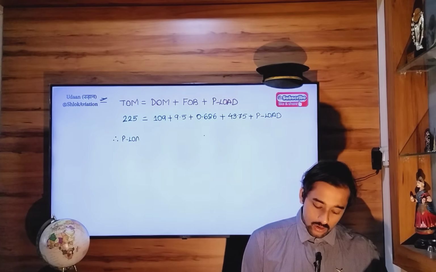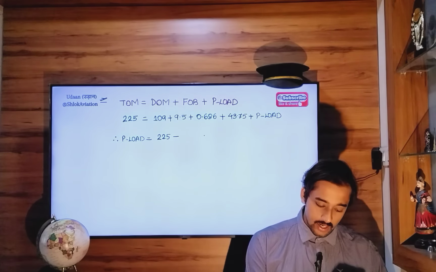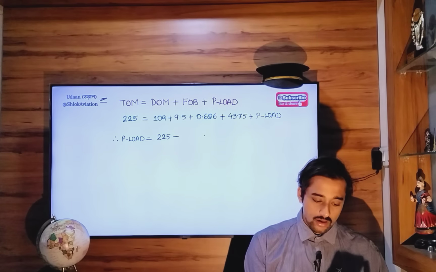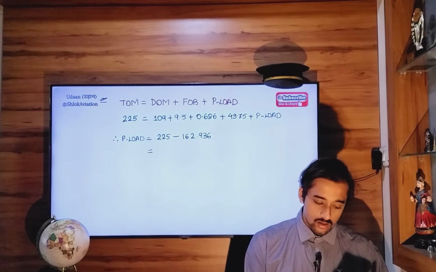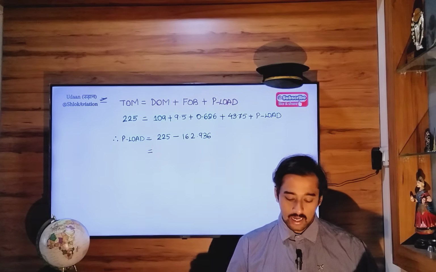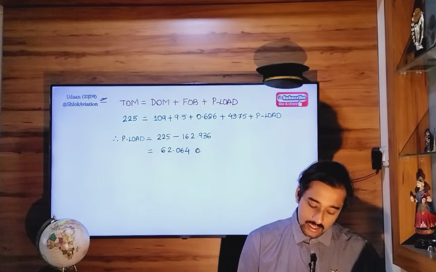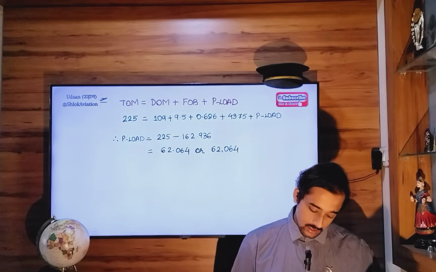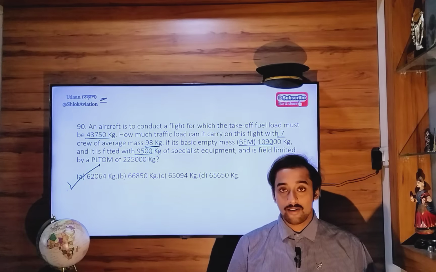Therefore, payload will be equal to 225 minus 109 plus 9.5 plus 0.686 plus 43.75, which is 162.936. 225 minus 162.936 is 62.064, nothing but 62,064 pound. This will be your payload. So option A is the correct answer. So this is how you do all the 5 questions I have done in this lecture.